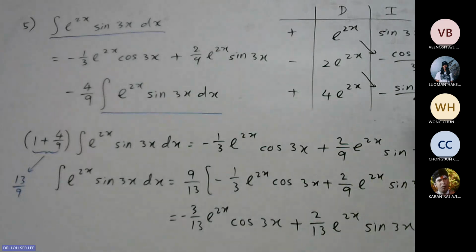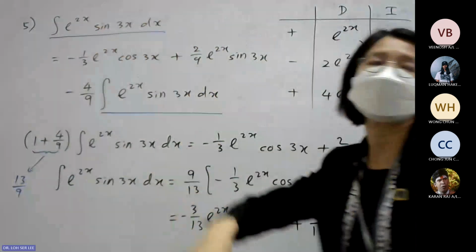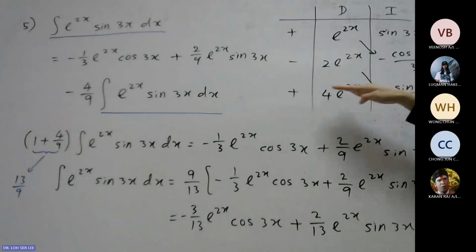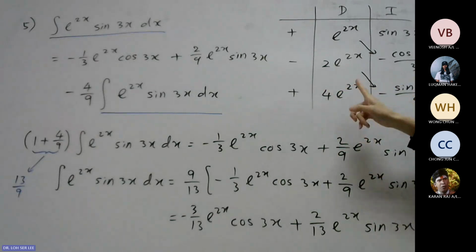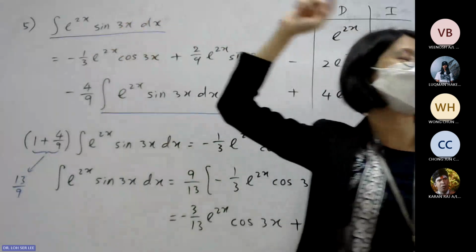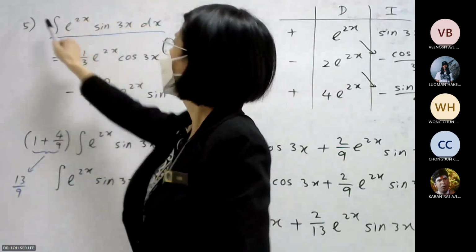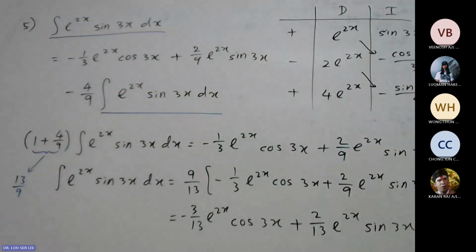Ini bila row, kita ambil row e^x sin 3x. e^x sin 3x. Okay, so when you have this case, we just need 3 rows, okay, because no matter how, we will stop with the horizontal row, where we will get exponential sin 3x, which is exactly the same as the question. I will get 1. This is 1, 1 unit, right?